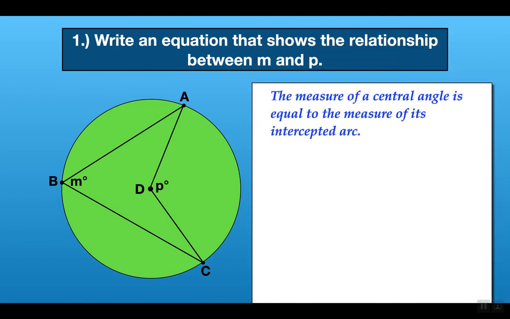First of all, the measure of a central angle is equal to the measure of its intercepted arc. What that means is that the measure of angle ADC is always going to be equal to the measure of the arc that it's intercepting. So the measure of angle ADC will equal the measure of arc AC.